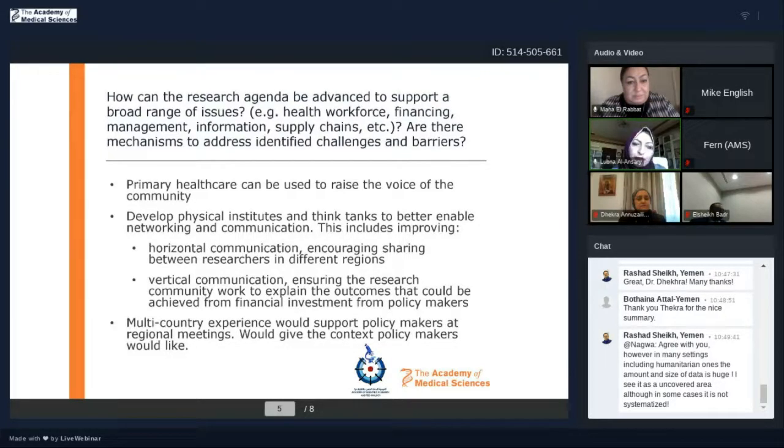There is a need to develop physical institutes and think tanks to better enable networking and communication. And this will improve the horizontal communication between policymakers and funders and researchers, and it will help the vertical communication. The vertical is between policymakers and the end users, with researchers in the middle, linking up and down, and the horizontal communication between researchers in different regions, in different countries, working together and implementing the outcome of their research together. And multi-country experiences would support policymakers at regional levels and would give the context the policymakers would like. Next, please.